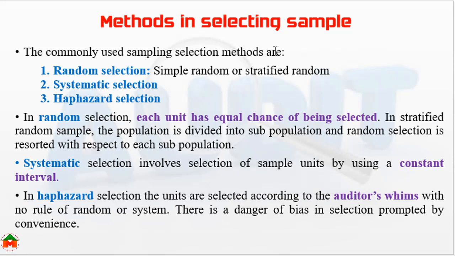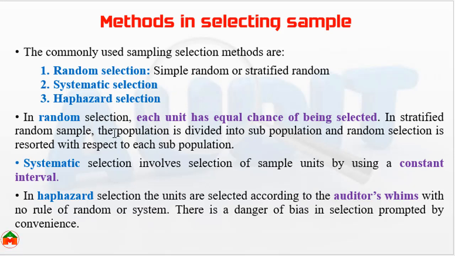For selecting the sample size, there are several methods. Here we can see the common sampling methods are random selection, systematic selection, haphazard selection. The common methods are random method, systematic method, and haphazard method for selecting the sample. And there are two types of random selection: simple random or stratified random.